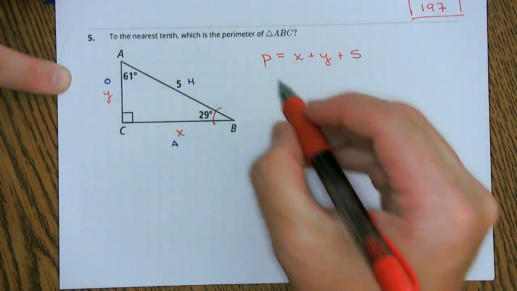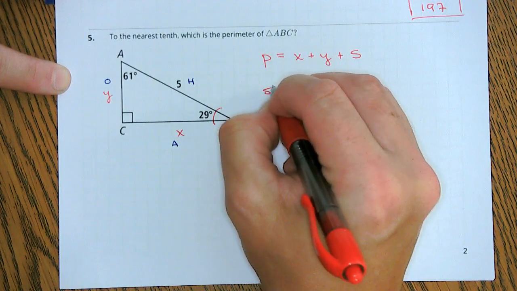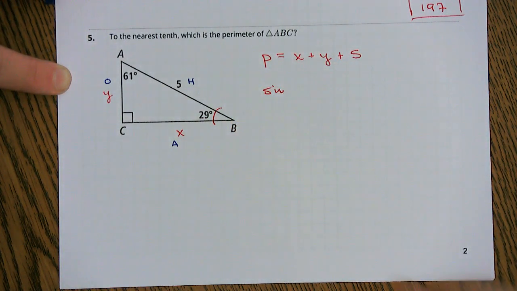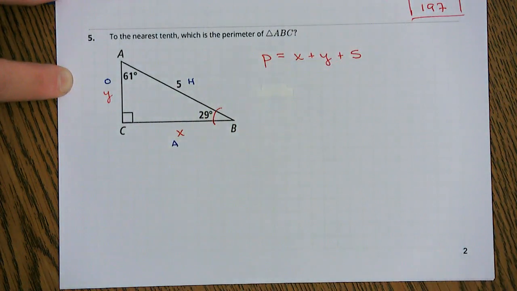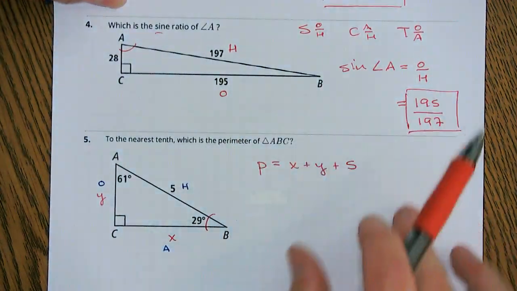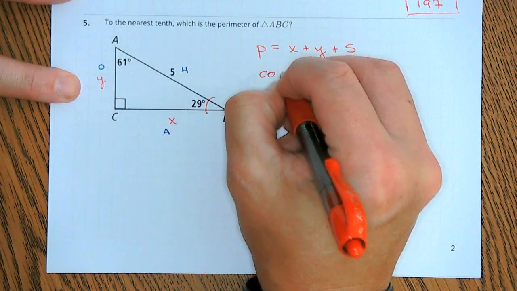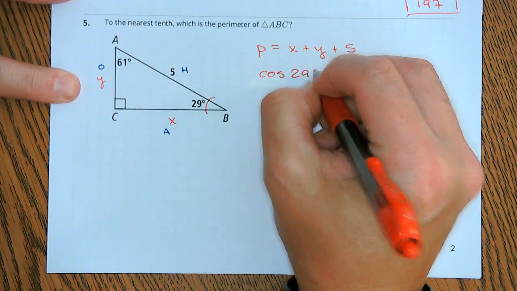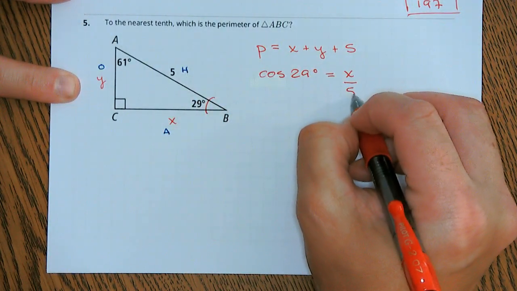So let's set up some ratios here. For side X, this is going to be the sine, the cosine. Look at me, making mistakes all over the place. Cosine, adjacent over hypotenuse, cosine. That's why I wrote those for a reason. I knew I was going to need them. There you go. So the cosine of that 29-degree angle is the adjacent, the x, over the hypotenuse, 5.